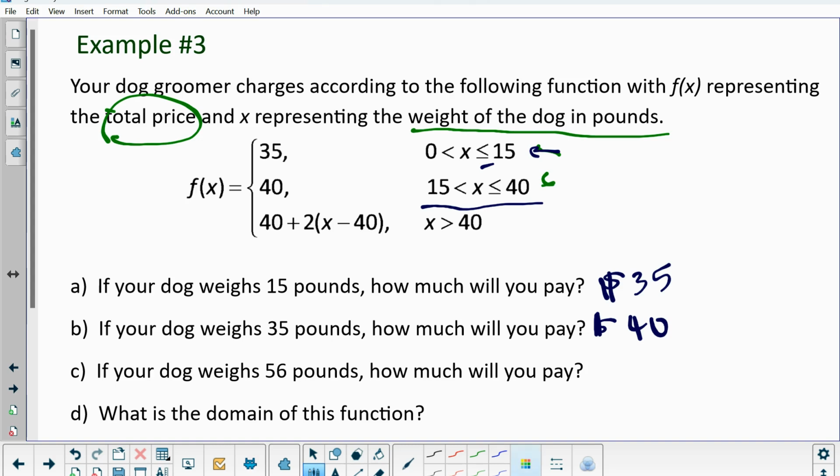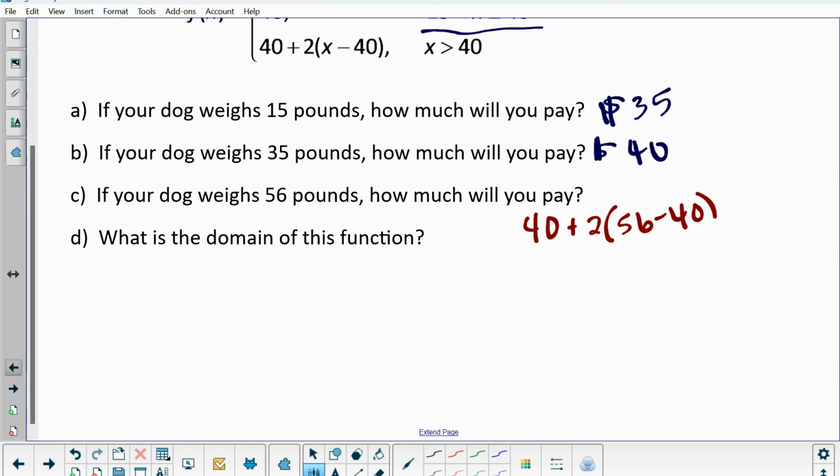Okay, so let's do red here. So this is what I was describing a few minutes ago. So they're going to make you pay that $40. Then you're going to pay $2 additional for each pound over 40. So you're going to take 40 away from the 56. That's 16 pounds, or 16 additional pounds that you're going to multiply by $2. Okay, so 16 times 2 is 32. So you're going to do 40 plus 32, which is $72.